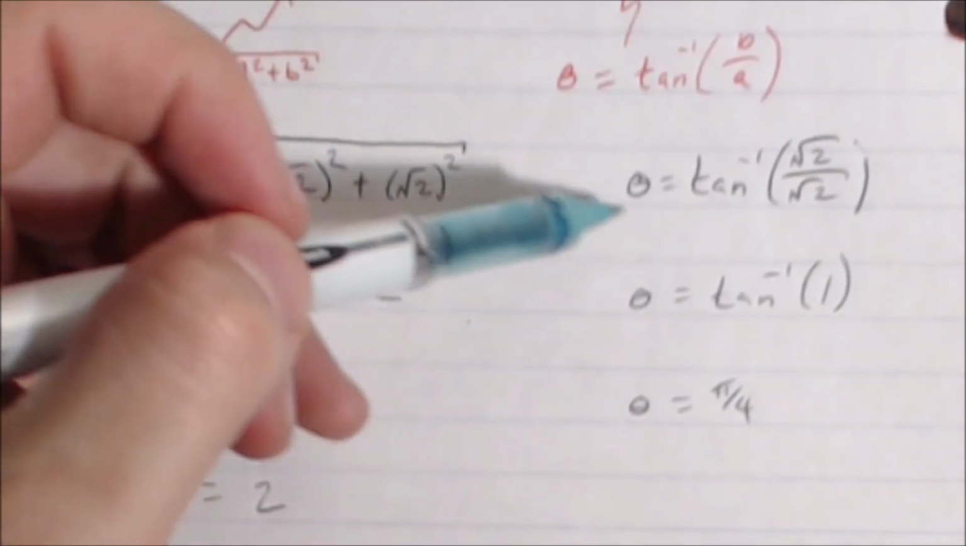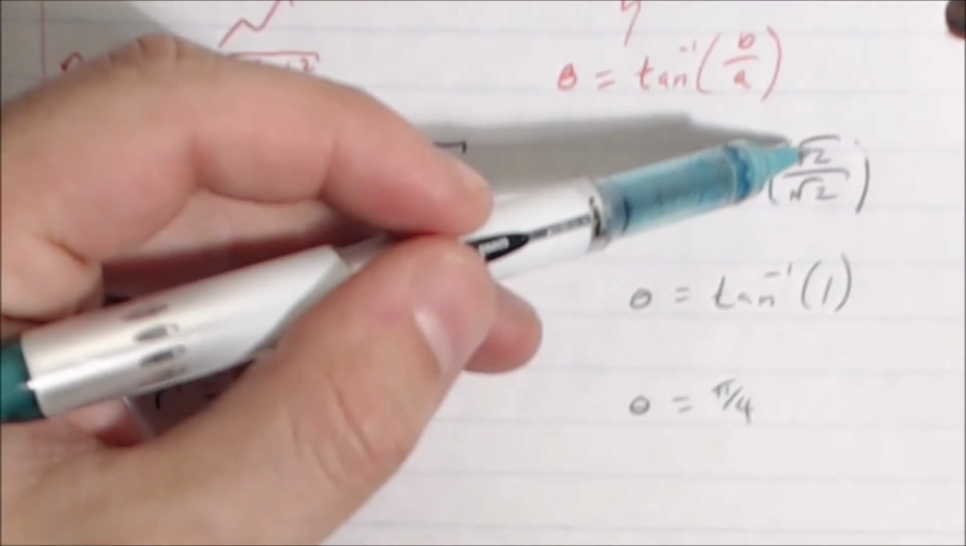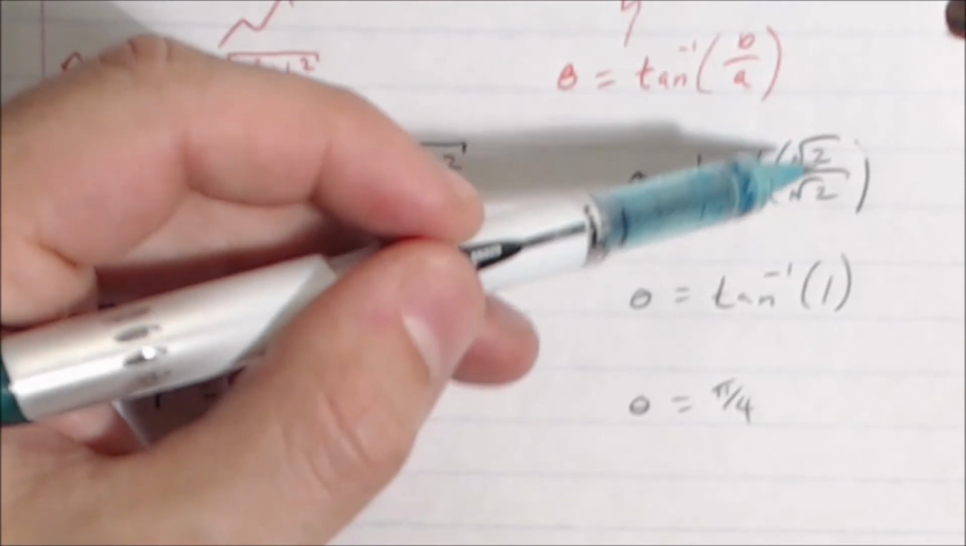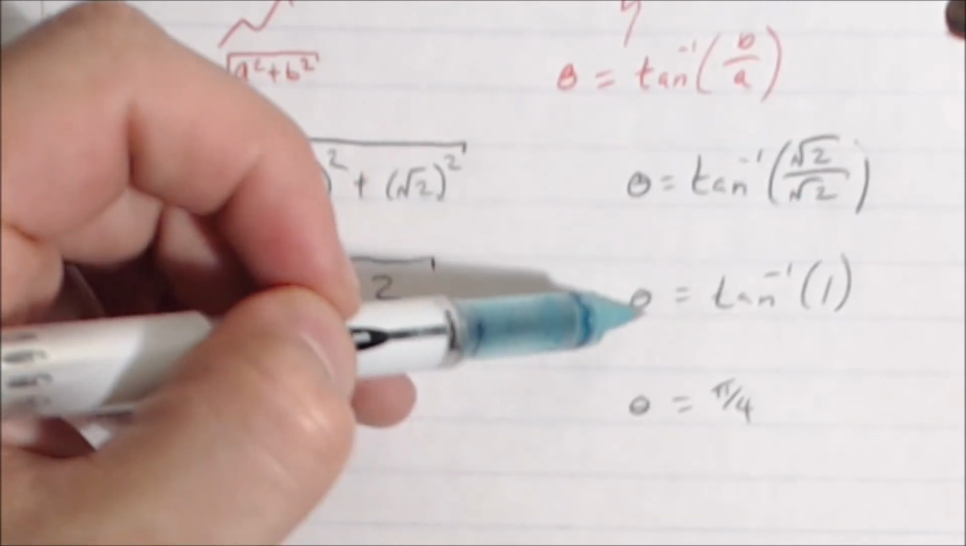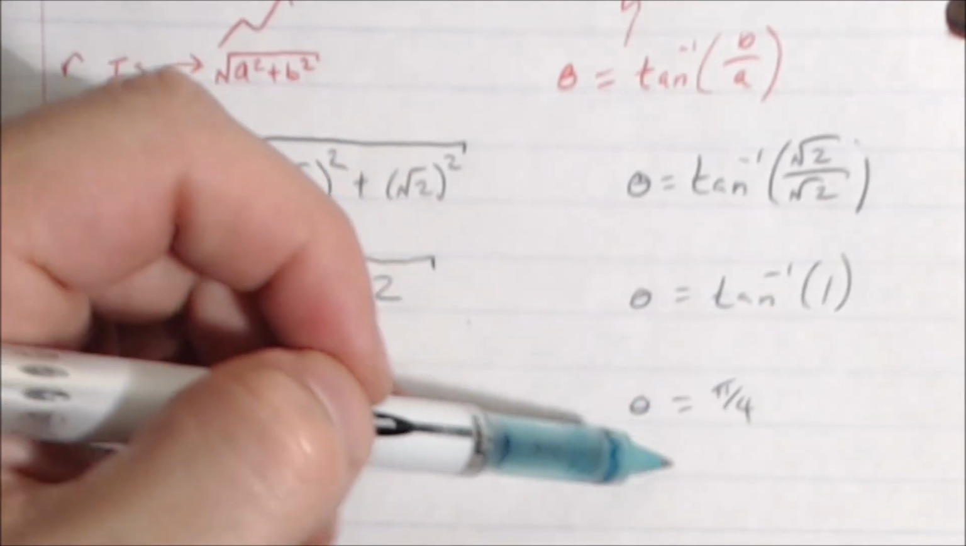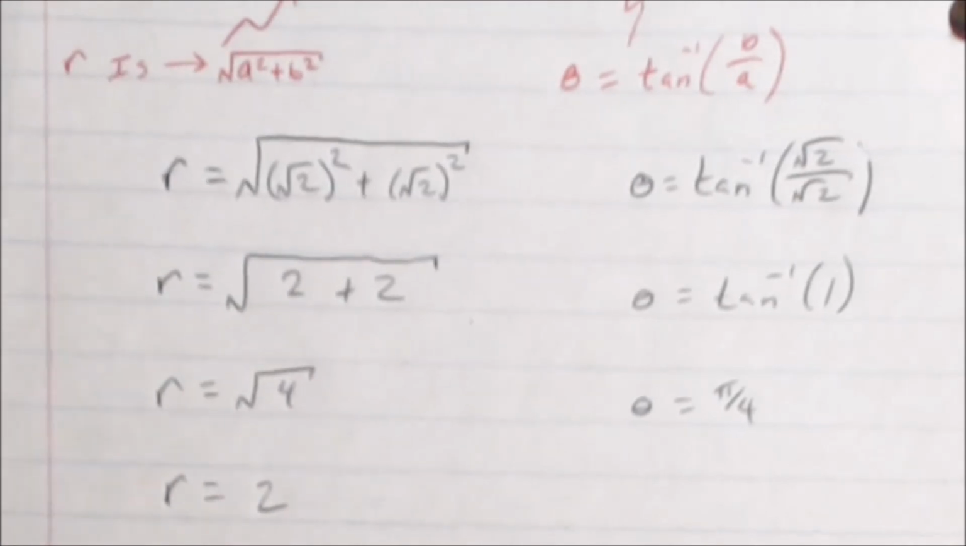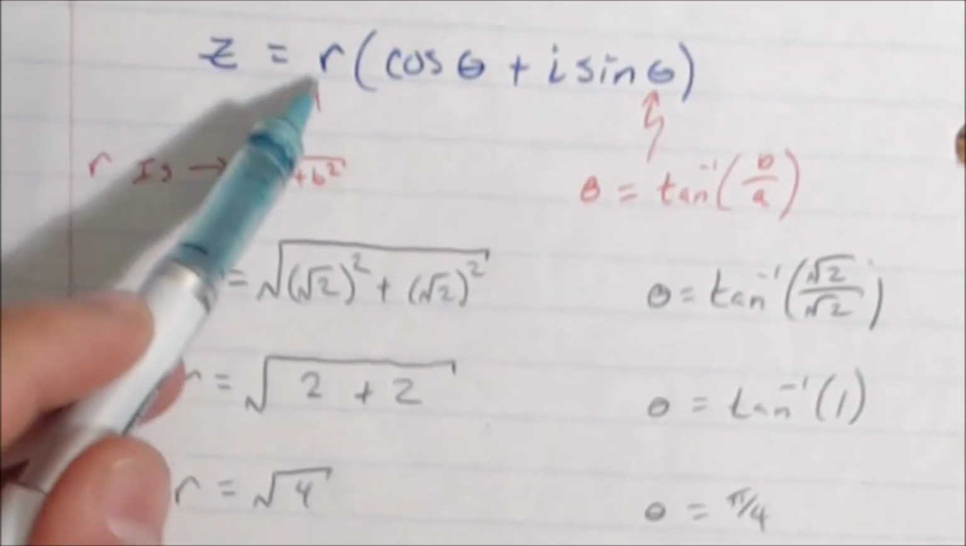On the theta side, we're going to do the exact same thing. We have theta is equal to the tan inverse of b over a, which is root 2 over root 2. Remember, in this case, they were the same. So that's going to be theta is equal to the inverse tangent of 1. When I take that inverse tangent and calculate that number, I get pi over 4 as my theta. So now I have r, I have theta.